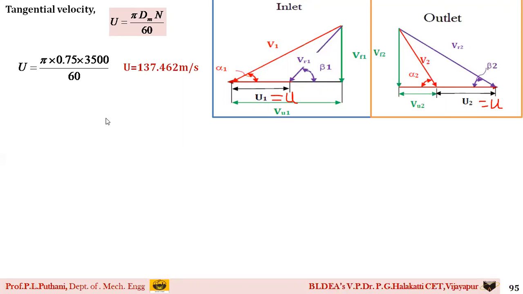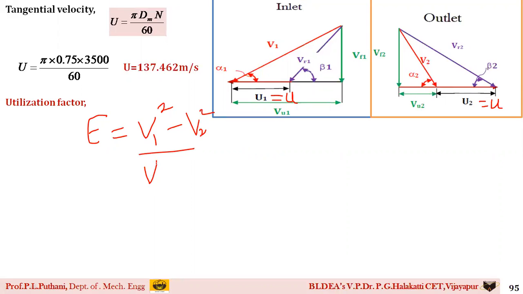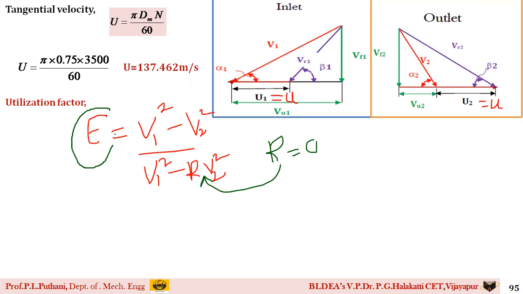So almost it is a case of an axial flow turbine itself. Then he has given a utilization factor epsilon. So the epsilon equation we know. Generally we write epsilon as epsilon is equal to V1 square minus V2 square divided by V1 square minus R of V2 square. So already in the question he has mentioned that it is an impulse turbine, which means R is equal to 0. So if you substitute R is equal to 0 here, epsilon value is given in the question, V1 value is given in the question, then you can find the value of V2.